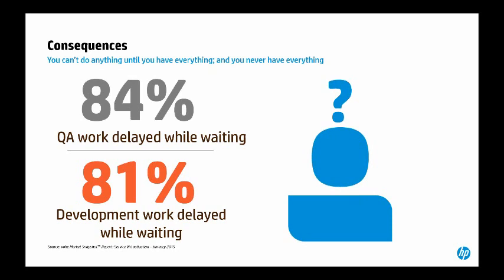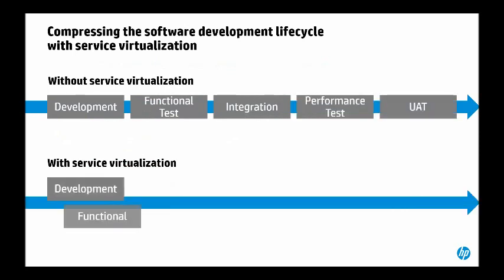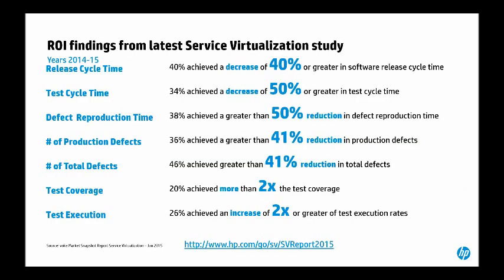In a recent work study, the 2015 Service Virtualization report, it showed that more than 80% of QA work and development work are delayed while waiting. And the notion is that you can't do anything until you have everything, and the fact is you will never have everything. So this is where service virtualization comes in. Service virtualization helps to compress the whole software development lifecycle, and it allows DevTest teams to be able to shift left some of this work up front and have the savings in time and cost as well.